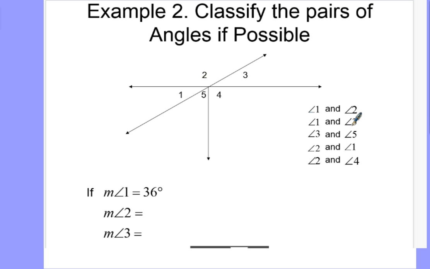What about 1 and 3? Well, angle 1 and angle 3, here's our two crossing lines, and number 1 and number 3, those are considered vertical angles. What about 3 and 5? Well, between 3 and 5, they kind of look like vertical angles, but honestly, they're not really a whole lot of anything. So there's no real classification for angle 3 and 5.